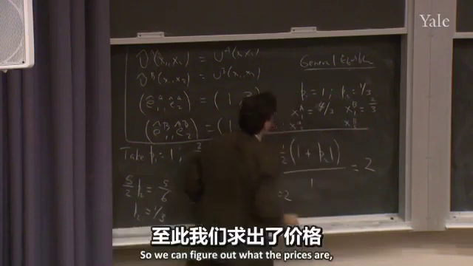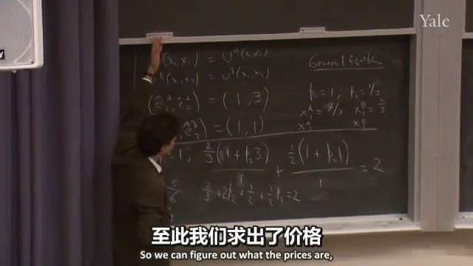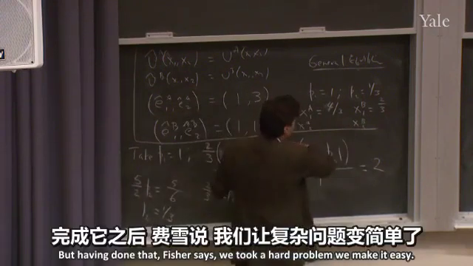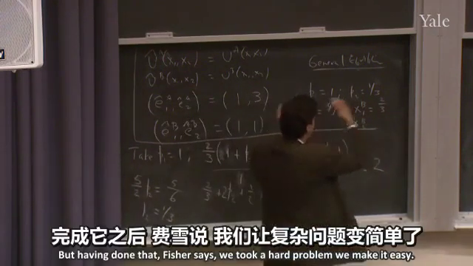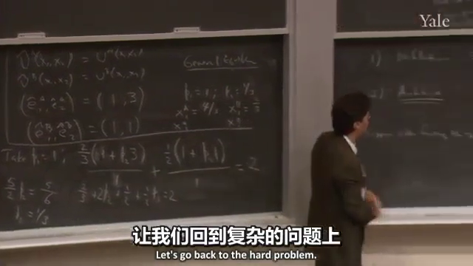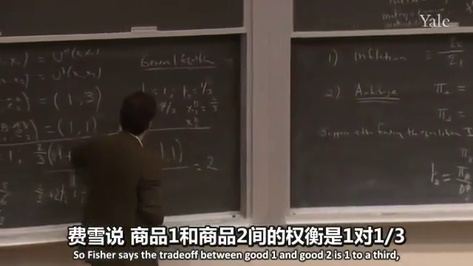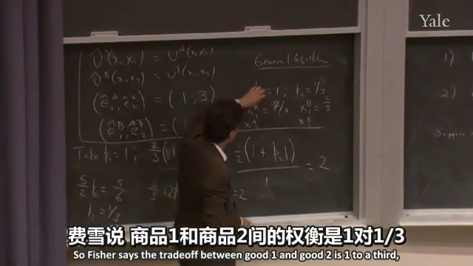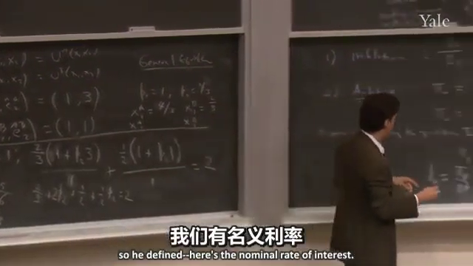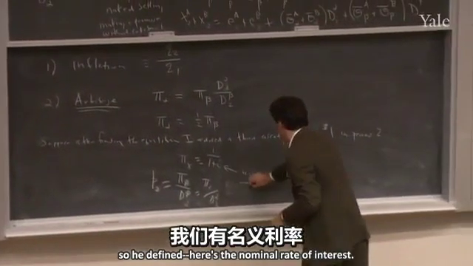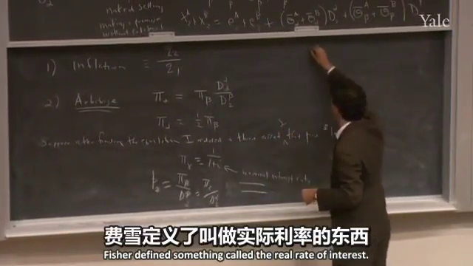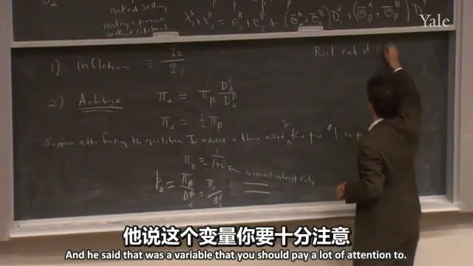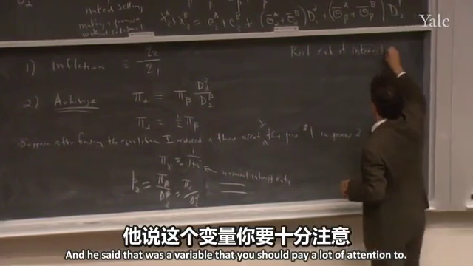So we can figure out what the prices are, the present value prices and the present value consumption. But having done that, Fisher says, okay, we took a hard problem, we made it easy. Let's go back to the hard problem. Okay, so Fisher says the trade-off between good 1 and good 2 is 1 to 1/3. So he defined the nominal rate of interest. Fisher defined something called the real rate of interest. And he said that was a variable you should pay a lot of attention to.